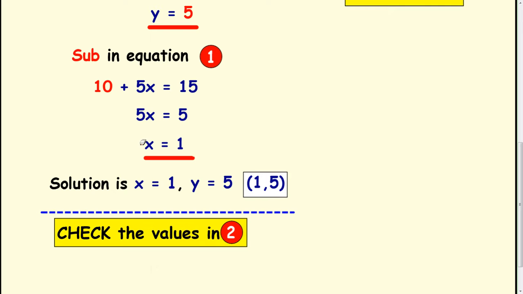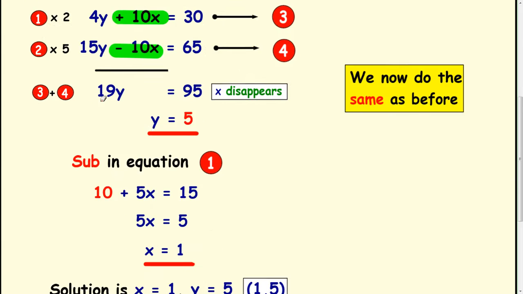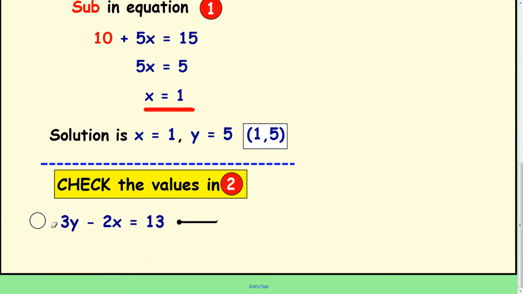Now to finish off, I want to test my (1, 5) in equation 2. So let's copy equation 2 down. 3y take away 2x equals 13 from this line here. And I'm going to test 1 and 5 out. So y is 5, so 3y's make 15. Take away, x is 1, so 2 1s are 2. And 15 take away 2 makes 13, and I'm done.